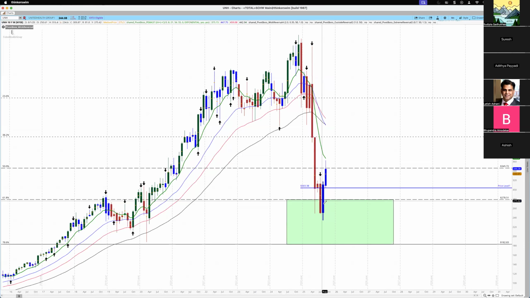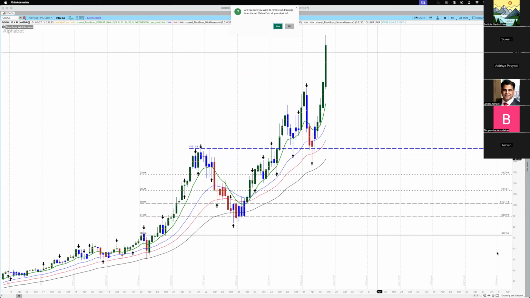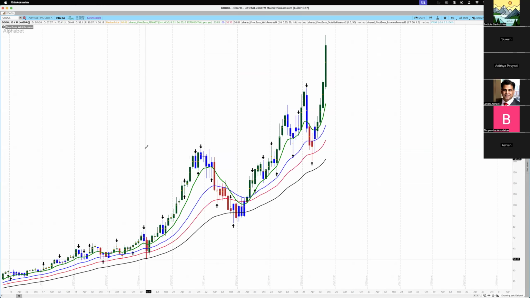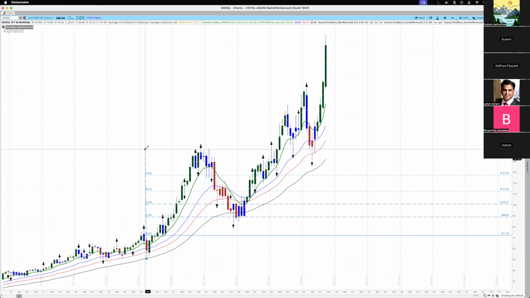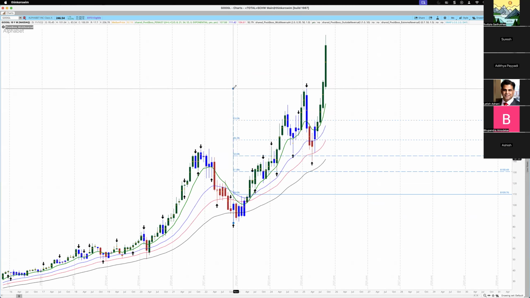Okay, let's take Google. If you see this point, where is the rejection? 61.8% level rejection. If you see this point, where is the rejection? 50% level. So this is the importance of Fibonacci levels.